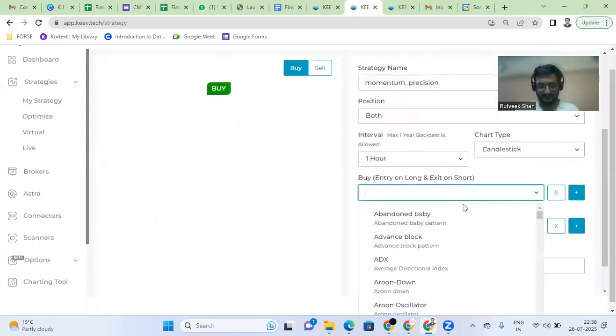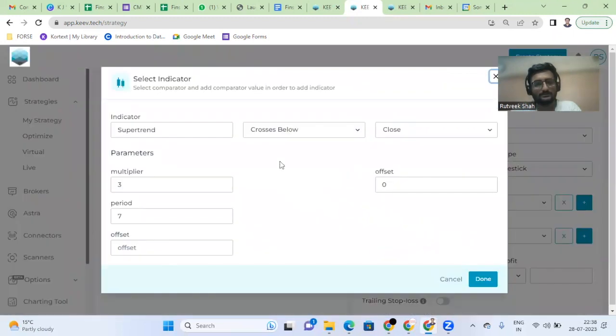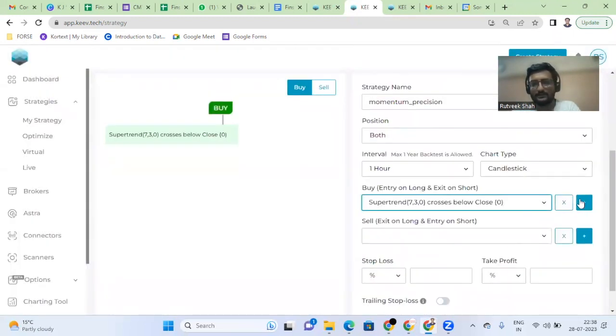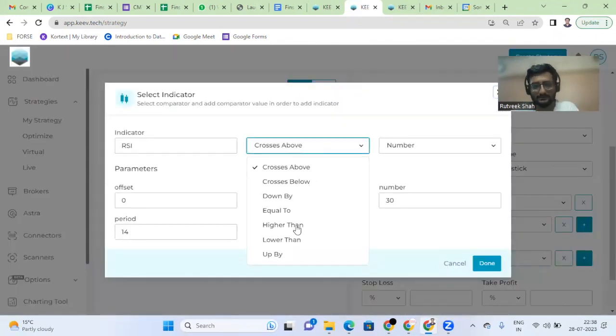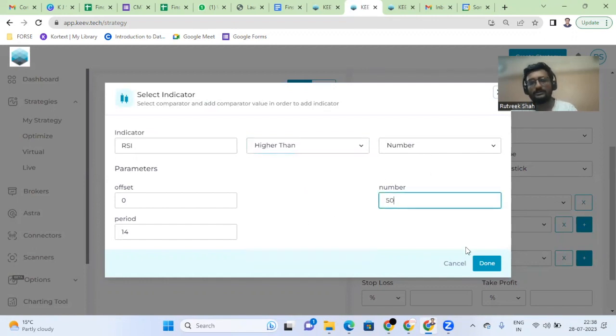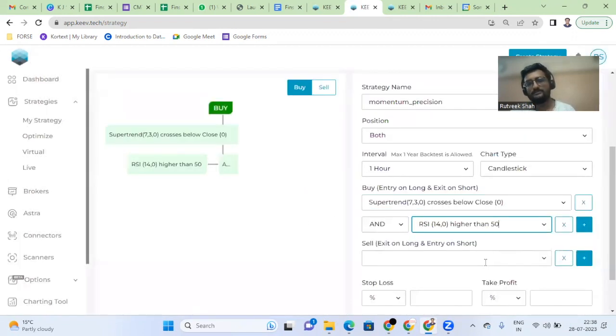We're going to have a buy strategy of super trend. Super trend crosses below close, and we'll add that with RSI. RSI is higher than 50 because whenever you see any chart, when a super trend crosses above, the RSI is already moving higher before that. So ideally, RSI should be higher than 50 before entering into this trade.